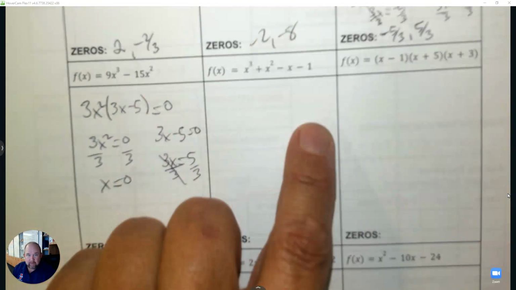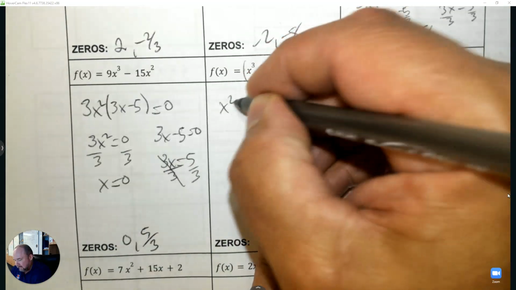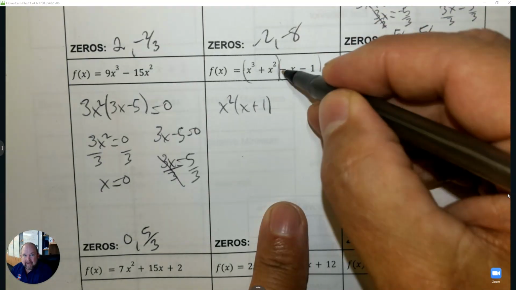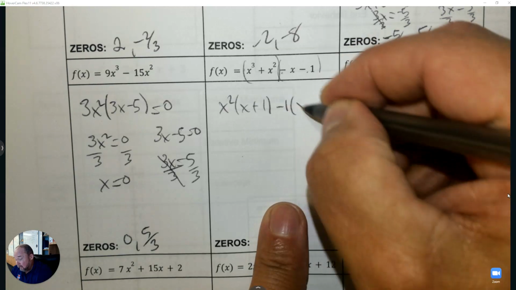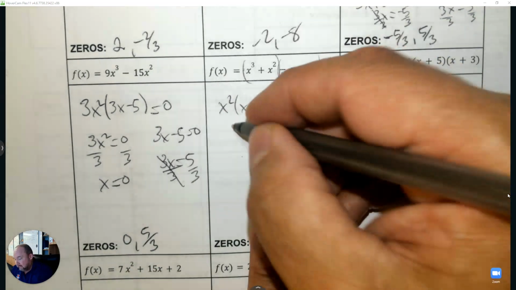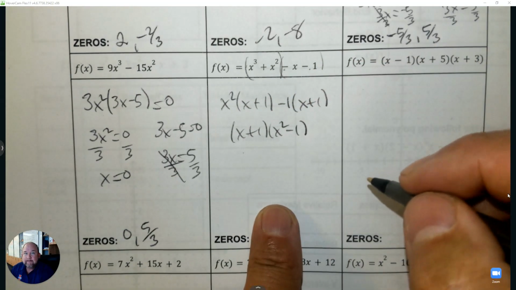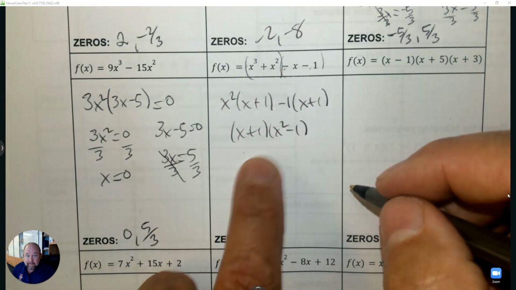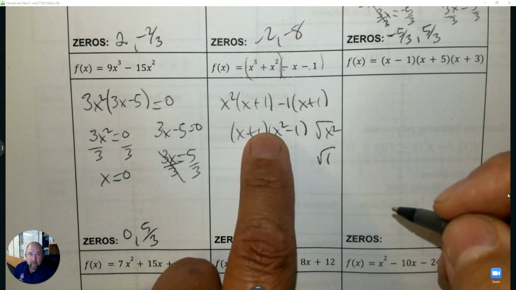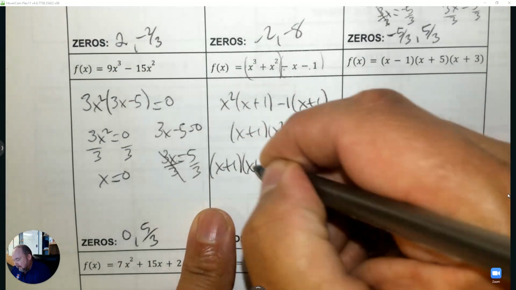Here we have 4 terms. So I'm going to look at the first two and factor out an x squared. And when I look at the last two, they have a negative in common. So I'm going to factor out a negative 1 and be left with x plus 1. So they share x plus 1, and x squared subtract 1 is what's left in front. X squared take away 1 is a difference of squares. So you're going to square root x squared and square root 1. So you get x plus 1 and x minus 1.